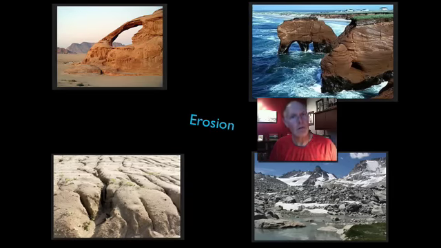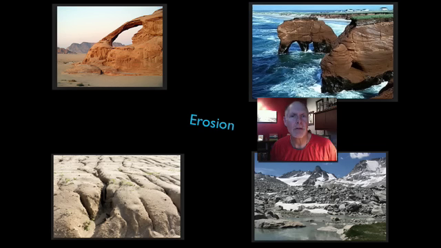Then we also have erosion processes taking place. In the upper left-hand corner, that erosion actually came through the forces of both wind and water. Wind is a great eroding agent, as is water. Take a look at the upper right-hand corner. You can see how the waves in the water have acted on that rock and have eaten it away. That's what erosion is all about.